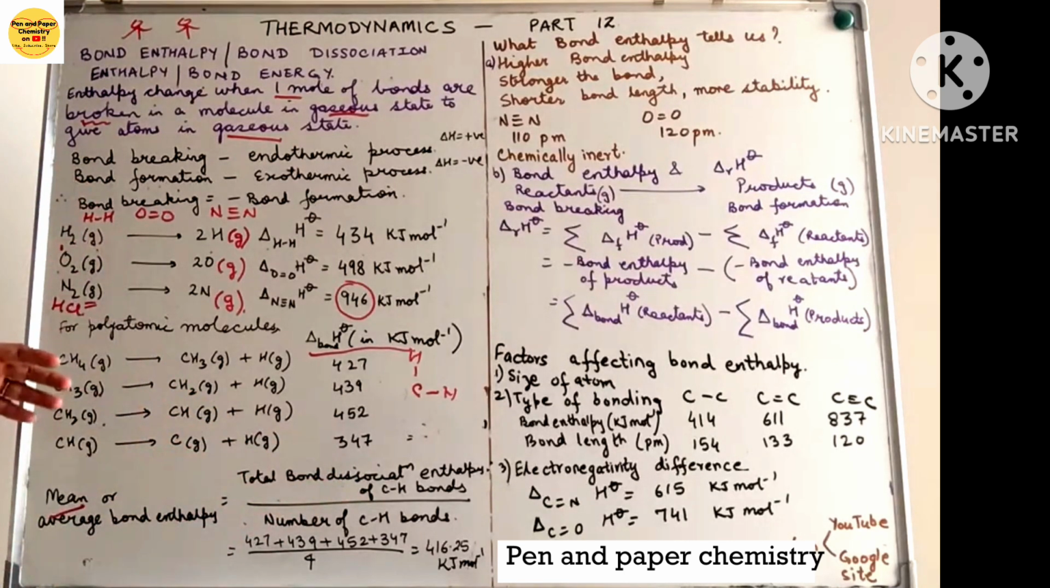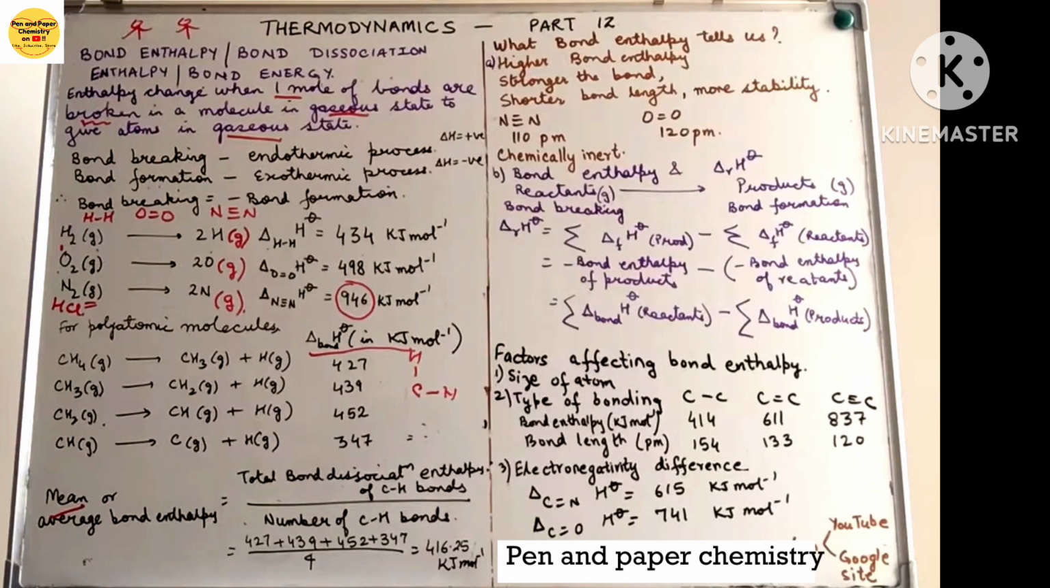So when you see the tabulated values for polyatomic molecules, you understand that those are actually average values. Those are not the specific values, because as we have seen, the bond enthalpy or bond dissociation enthalpy changes with the nature of the atoms which are attached to the central atom.